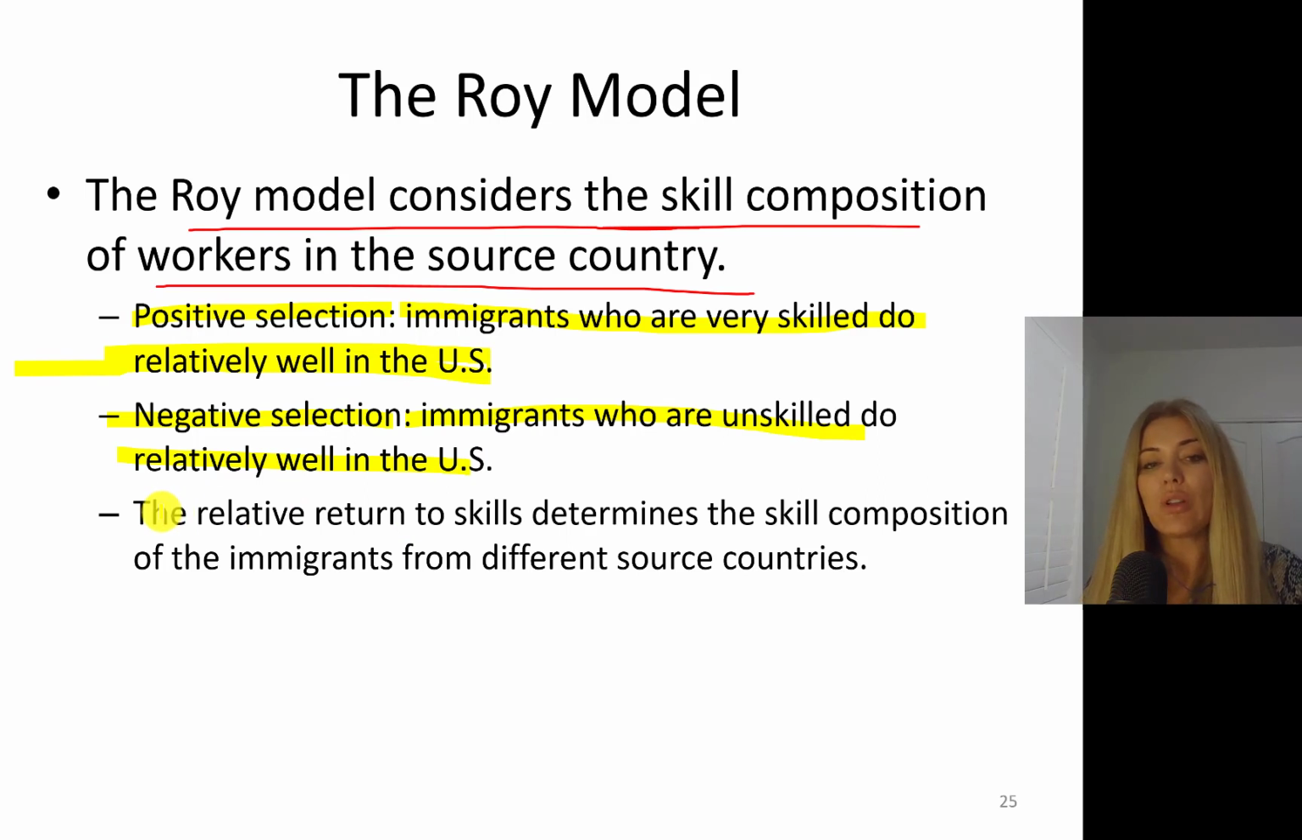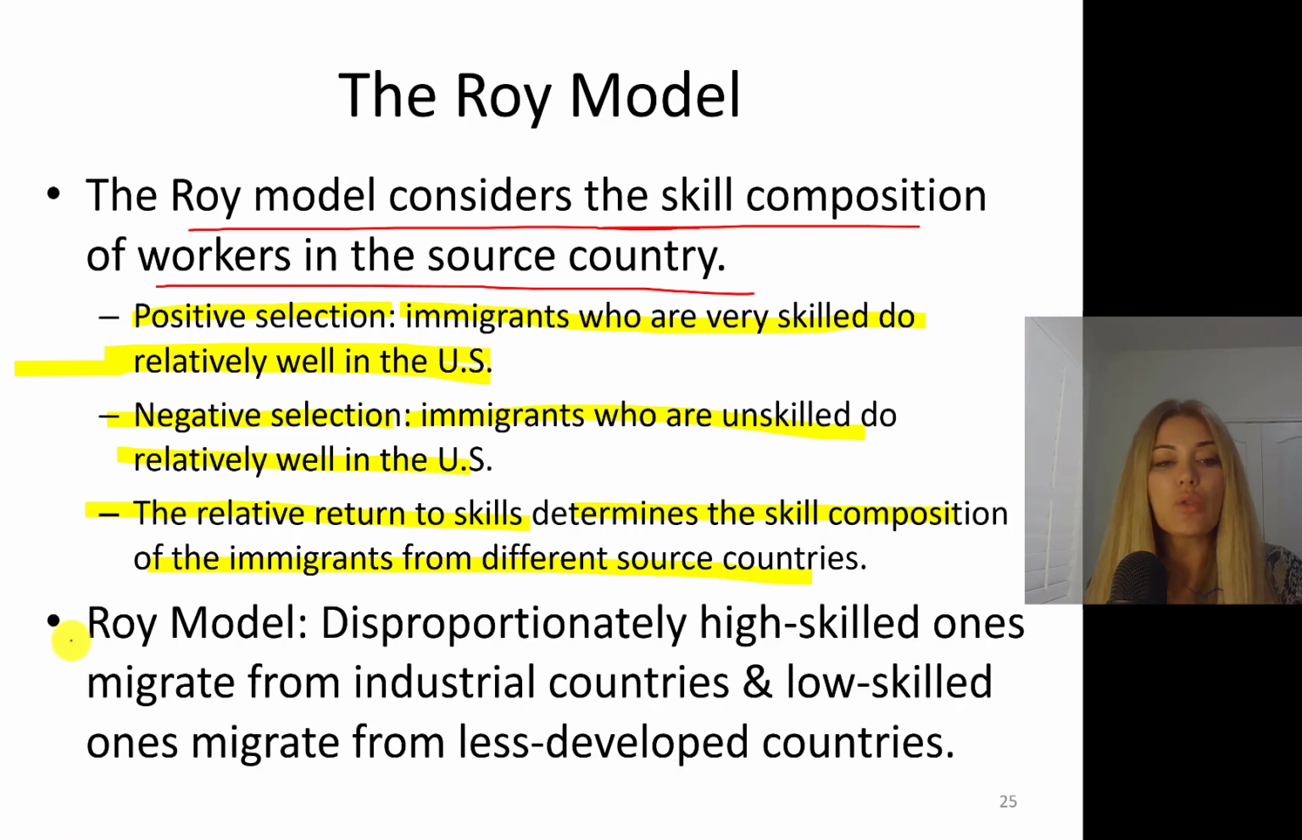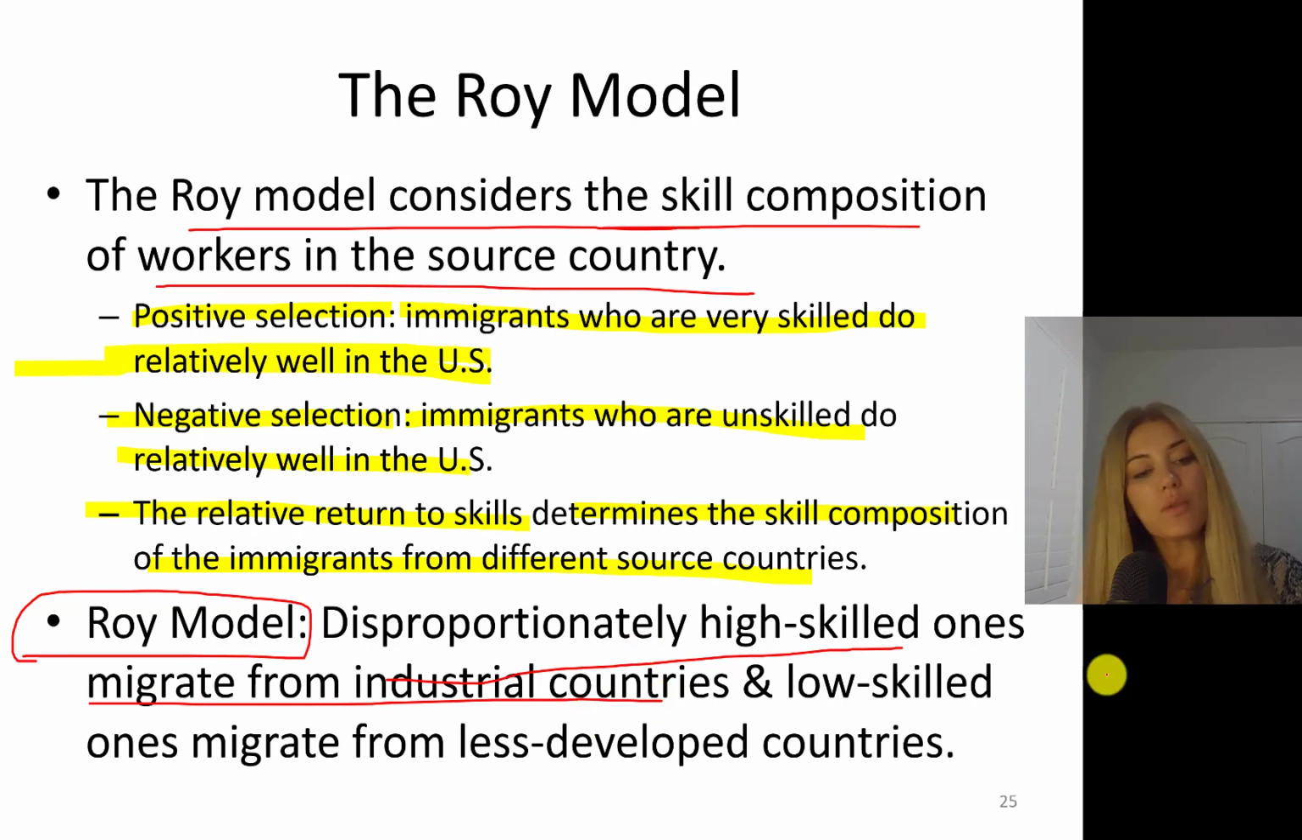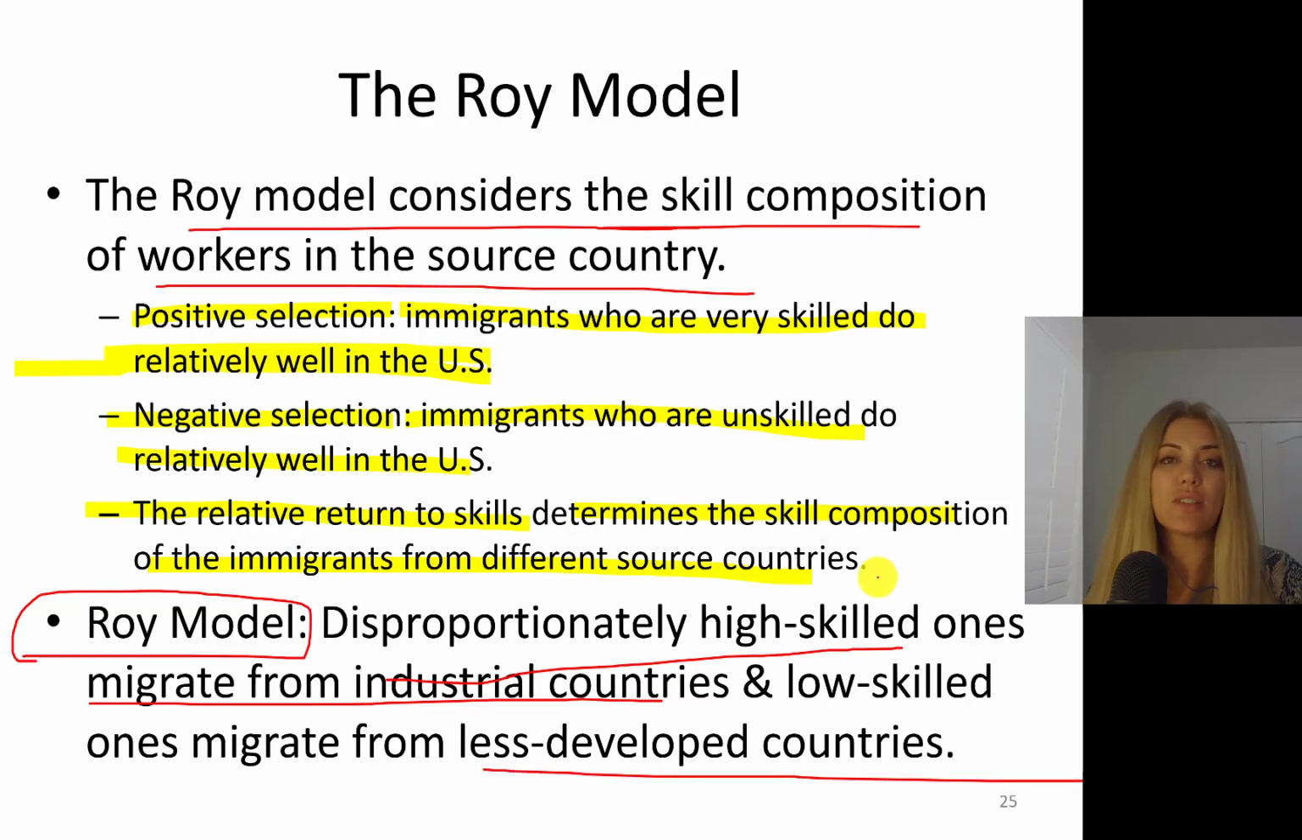And also we'll talk about relative return to skills and how it determines the skill composition of immigrants from different source countries. The Roy model is not a perfect model. Every model has assumptions, but it's an interesting model. It says that disproportionately high-skilled immigrants will migrate from industrial countries such as Britain, Canada, and Norway, and low-skilled immigrants will come from less developed countries such as Turkey, which is a little less developed than the USA, and Mexico.